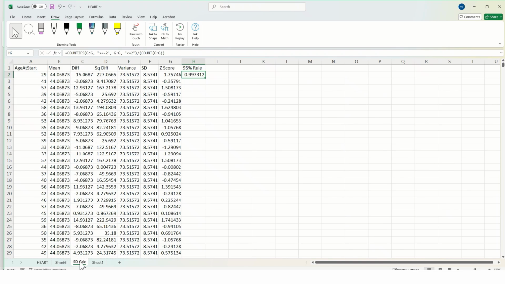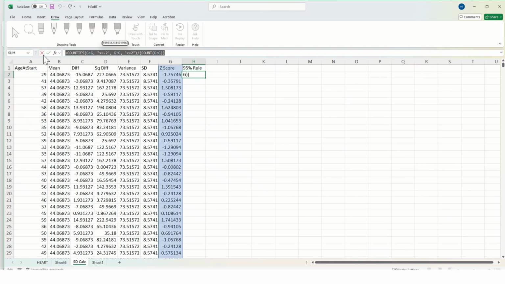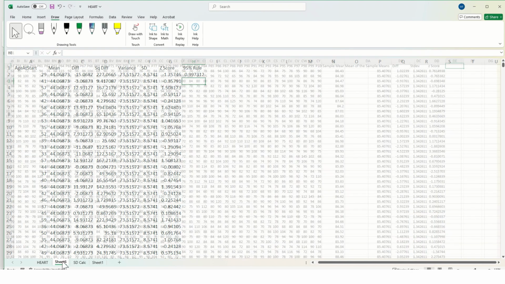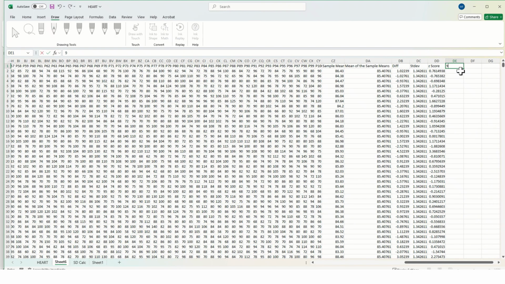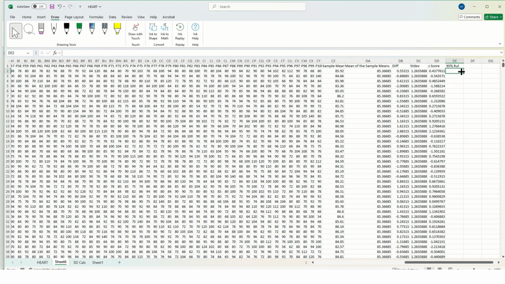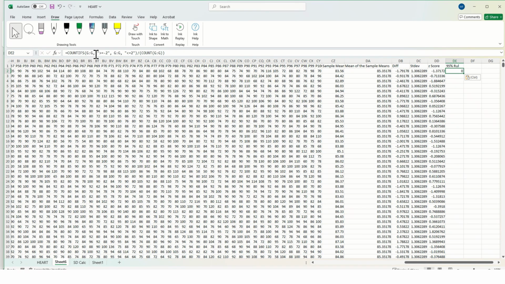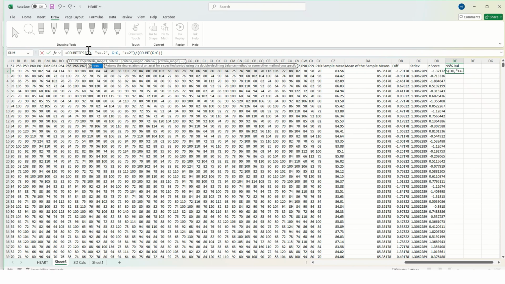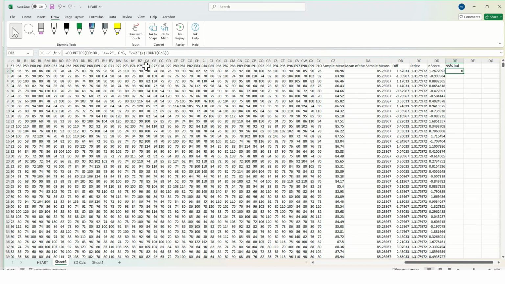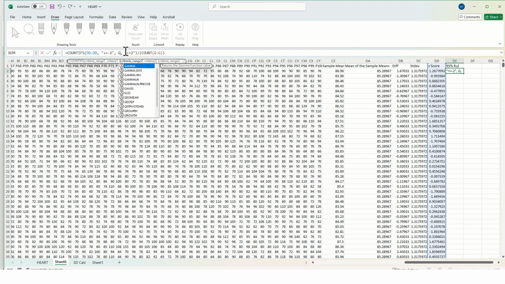Now I'm going to use the same formula which we used previously. I'm just going to replace the column and copy it. I'm going to come back and check the 95% rule here. I'm going to paste that formula here and replace this GG with DD column, and replace all of the column G with column DD, here too.